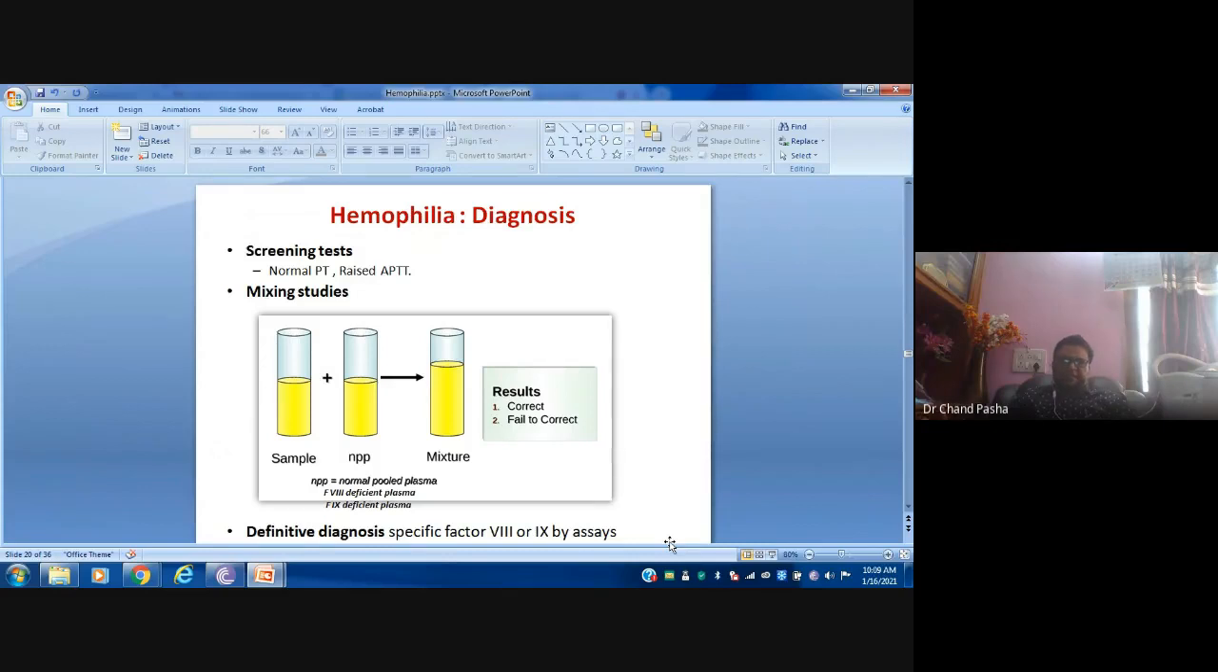So biochemical assays are there. With the biochemical assay, you can see this clotting factor 8 and 9 can be assayed, and which will give you the indication of whether the person is having hemophilia or not.